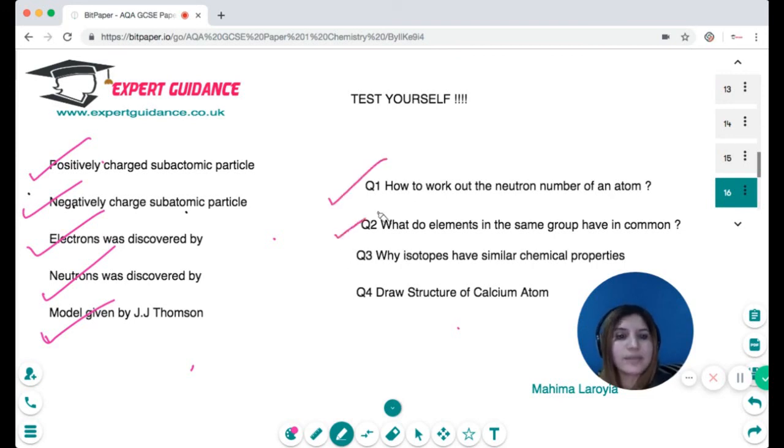Next is, you need to answer how to work out the neutron number of any atom. What do elements in the same group have in common? Why do isotopes have similar chemical properties? And you need to draw the structure of a calcium atom. So you can pause the video, have a go at these questions. Okay? Right, so now let us look at the answers.